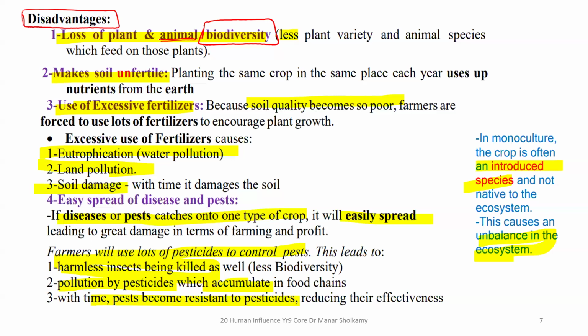Something else. What if one disease catches this type of plant? What will happen to your farm?